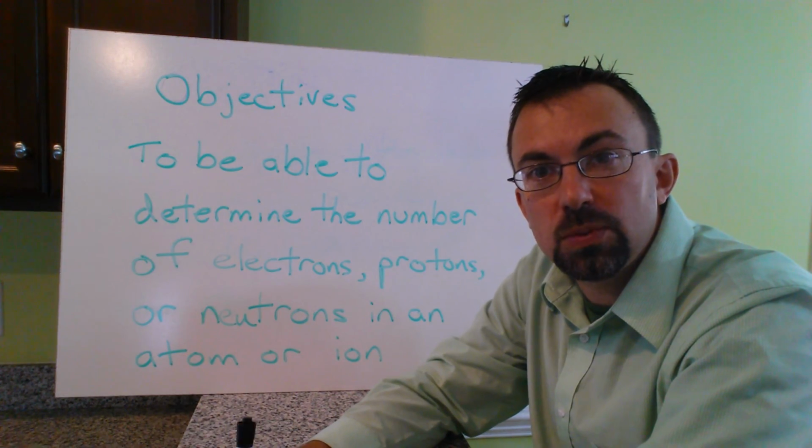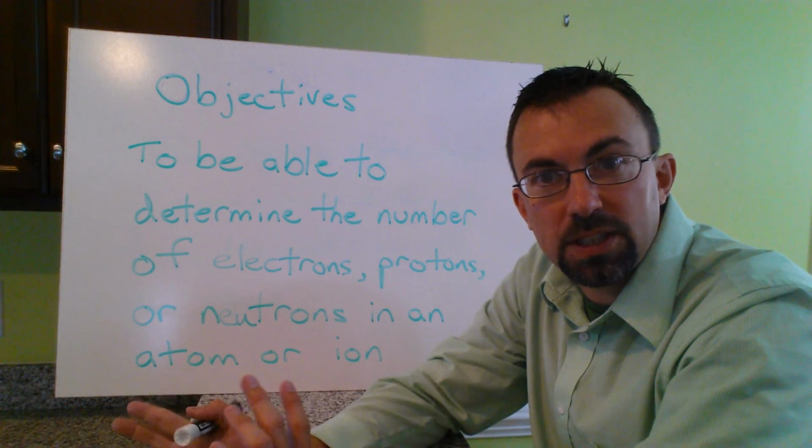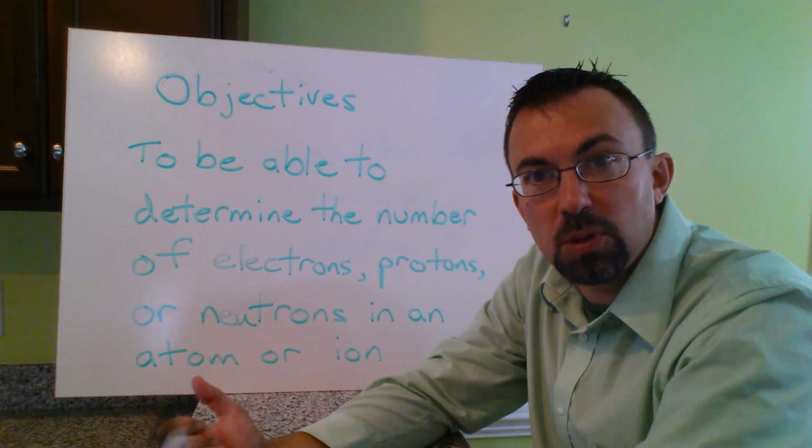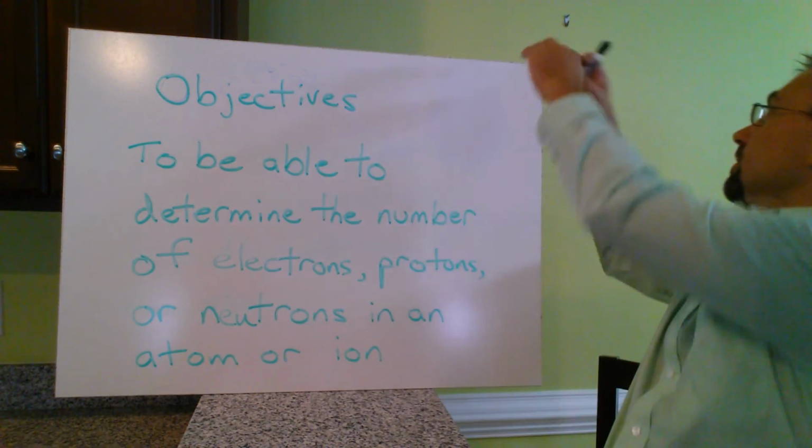This should be short and sweet. We're going to take a few different ways of representing an atom or an ion and figure out the number of protons, electrons, and neutrons.